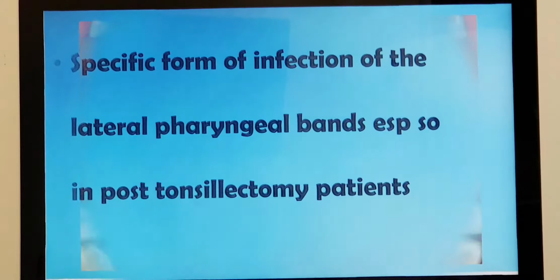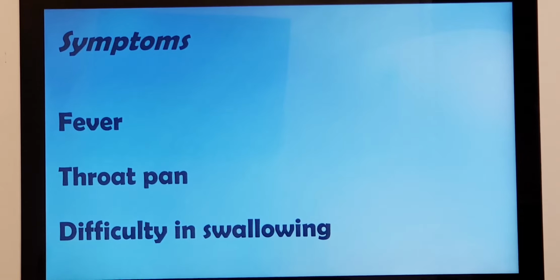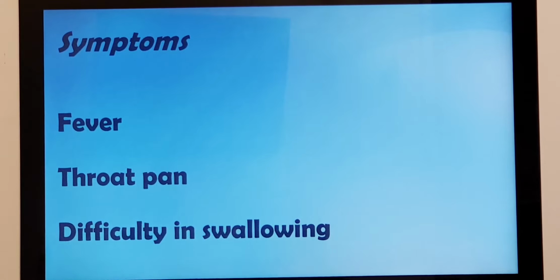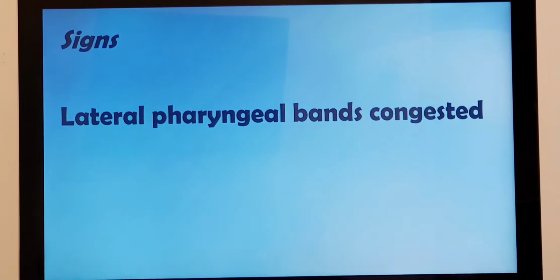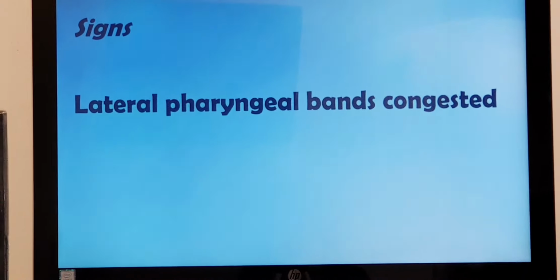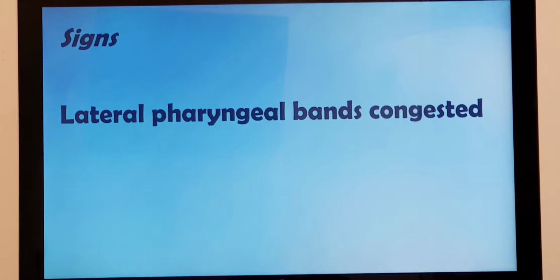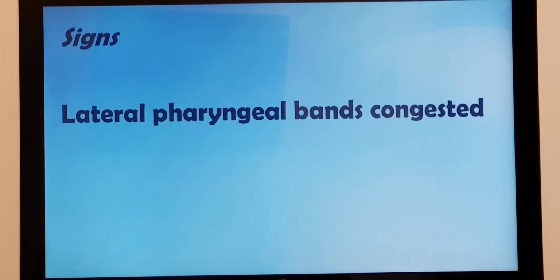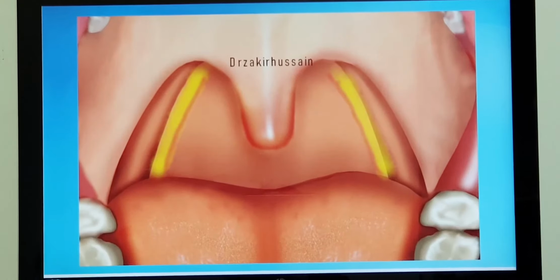The common complaint of the child or the mother will be that child has got recurrent fever and throat pain and difficulty in swallowing, and there is already a history of adenotonsillectomy. So, on examination, we find that the tonsils are not there and both the side lateral pharyngeal bands are prominent and it is congested. So, like how you see in this picture.